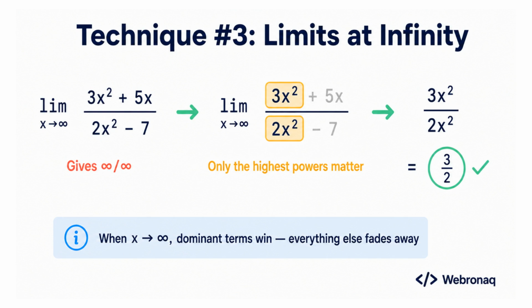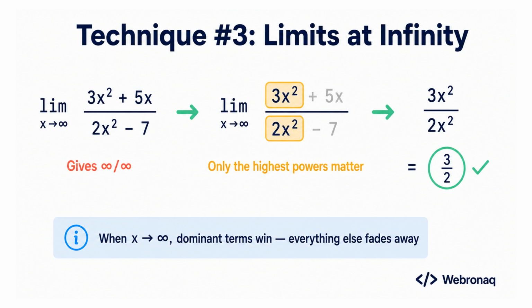When x is huge, and I mean ridiculously huge, like a trillion or a quadrillion, the smaller terms barely matter anymore. 3x squared is a gigantic number. 5x next to it is basically nothing. On the bottom, 2x squared dominates, and that minus 7 is invisible at that scale.